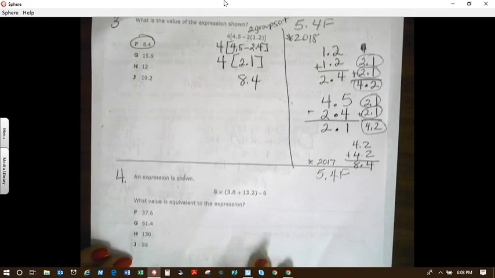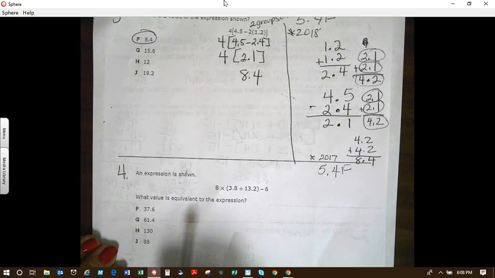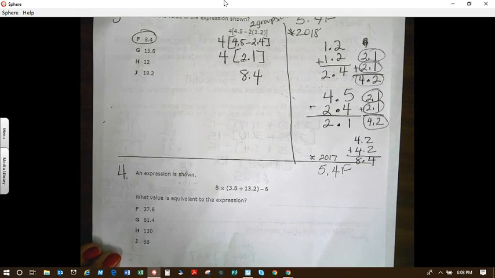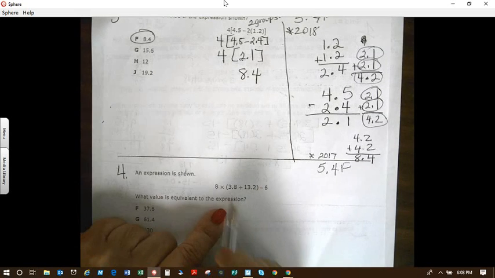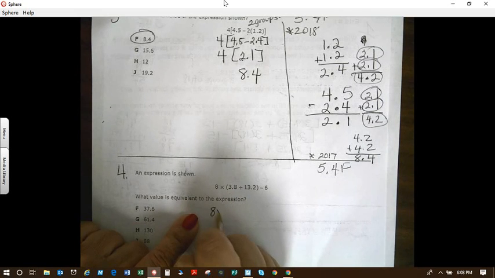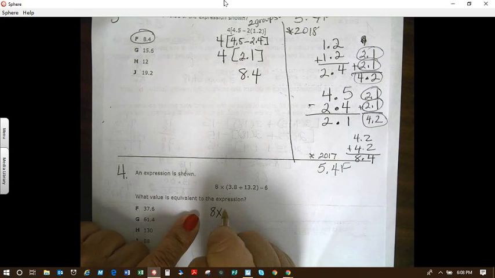Number 4, the value is equivalent. What value is equivalent to this expression? Again, we're going to be solving or simplifying this. I have to do what's in the parentheses first, but I'm going to write this down again because there's my words there, and I don't want to have any interference with what I'm doing.